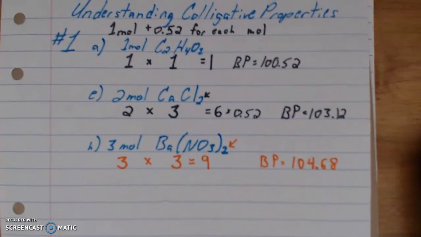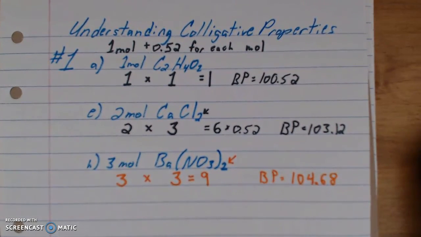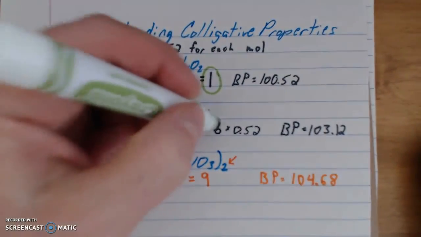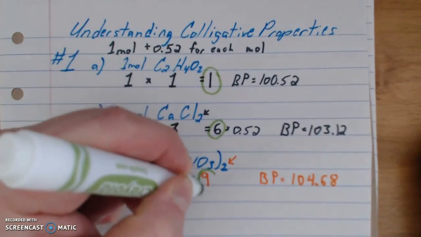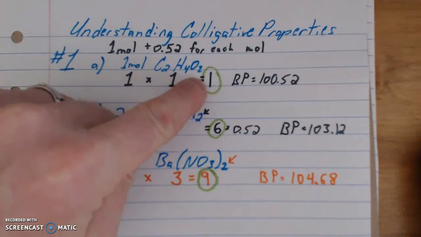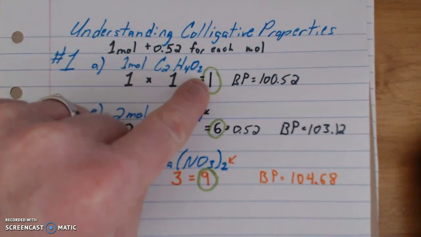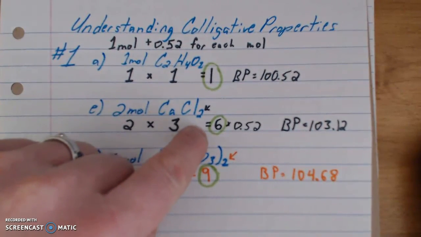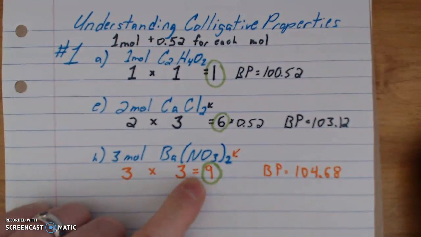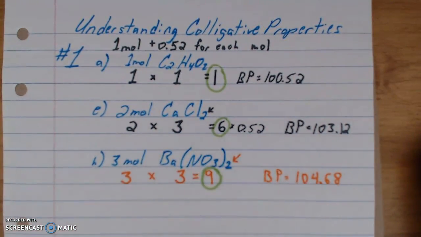Now for number 2. Number 2 works exactly the same, guys. The only difference is that for every mole of dissolved particles, if we're talking about freezing point depression, instead of multiplying by 0.52 and adding that to 100, we are going to multiply it by 1.86, and we will subtract that from 0. So this would be negative 1.86 per mole. This is 6 times 1.86, and whatever that is, it's negative that number. This is 9 times 1.86, your new freezing point is whatever negative that is. You guys dig?